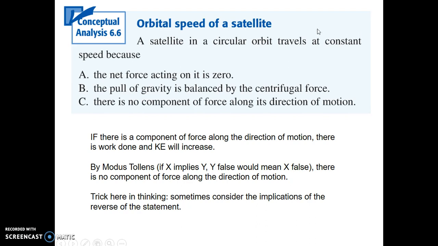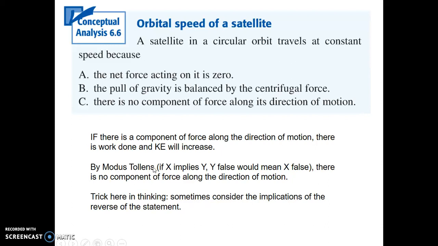There's a satellite that is traveling in a circular orbit at constant speed. And this is because A, B, C. The correct answer should be C: there is no component of force along the direction of motion. If there were a component of force along the direction of the motion, there would be work done, and because there's work done, energy is added and the KE will actually increase.